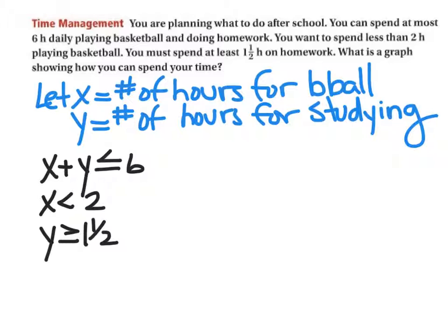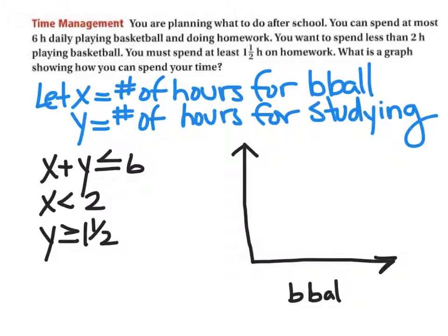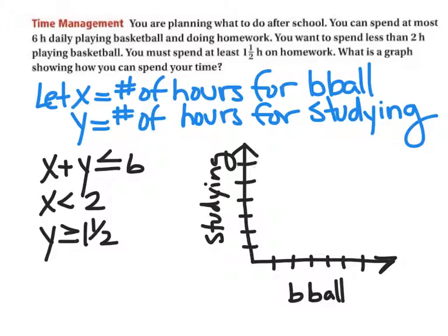All right, now we're going to go ahead and graph these. And all we need is quadrant 1, because we're not going to do any negative hours. The x value for basketball is going to go across the bottom, and the y value for studying is going to go up and down. And it looks like the highest number we're going to get is 6. So 1, 2, 3, 4, 5, 6.